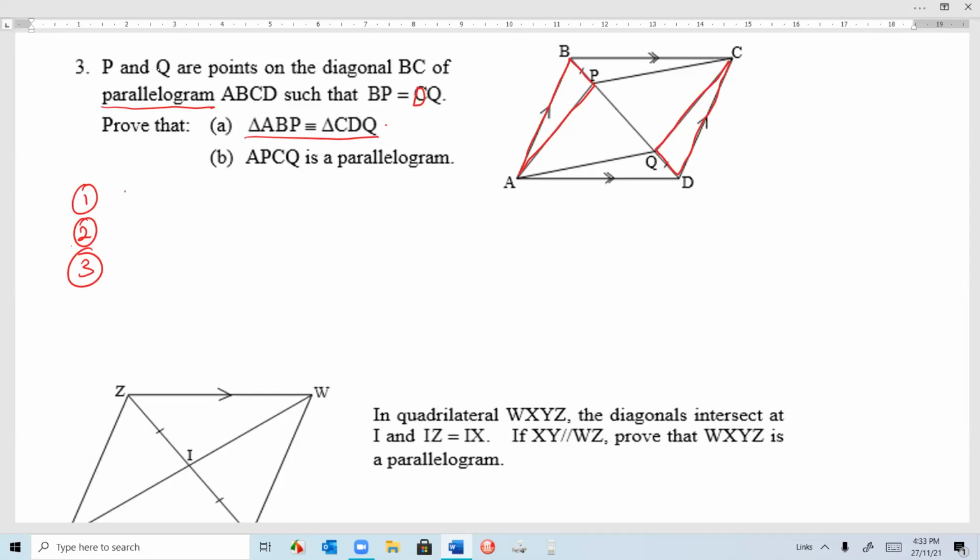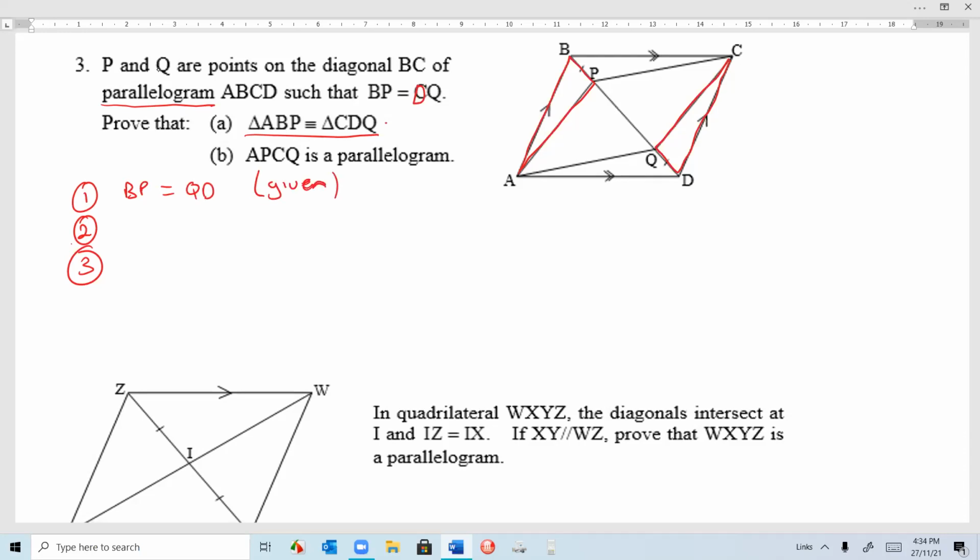BP is equal to QD. Well done. BP is equal to QD. Why is that so? Given. Given, sir. We now need a number 2. Can I have a number 2? BA is equal to CD because opposite sides of a parallelogram are equal. Well done. BA is equal to CD. And when using opposite sides, that's a symbol for a parallelogram are equal. So let me mark that. So we say that is equal to that. We need 1 more.